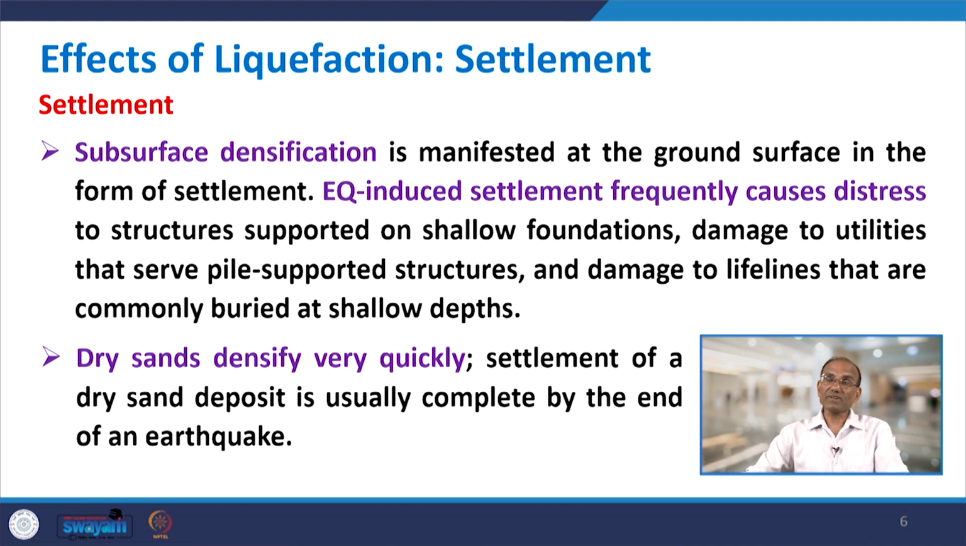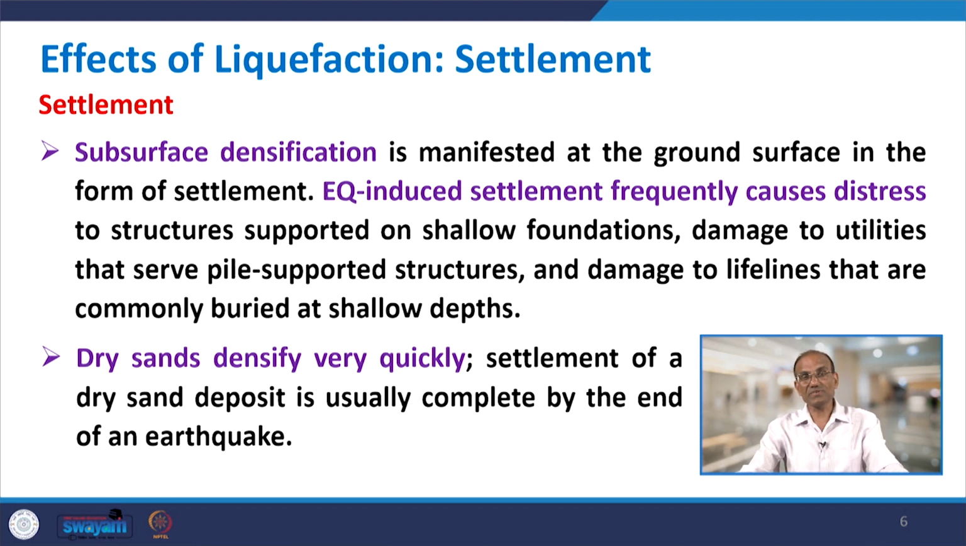When we talk about effects of liquefaction, settlements, subsurface densification is manifested at the ground surface in terms of settlement. So, what happens? If your subsurface condition is not good, then when the building, bridge or facility is built, it will settle. So, settlement indicates the type of subsurface condition. If the subsurface condition is good, then settlement will be less. If it is very weak, then there will be high settlement.